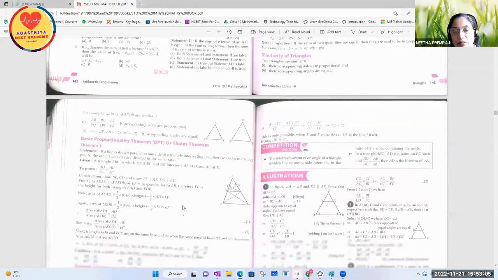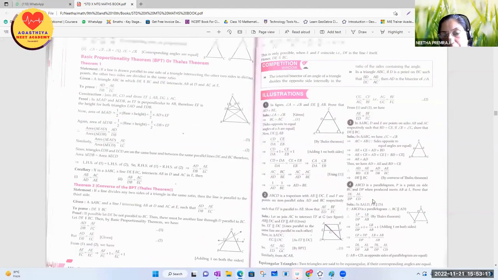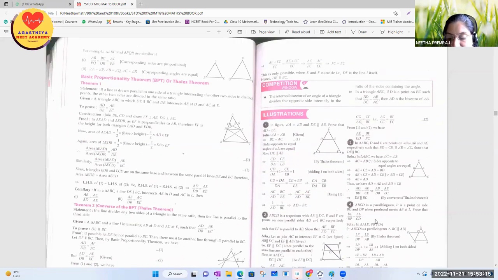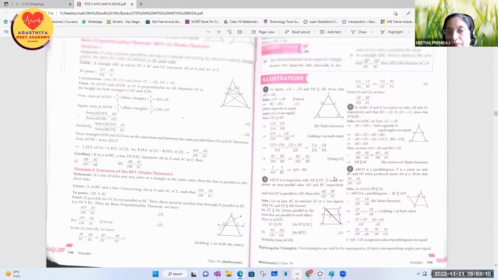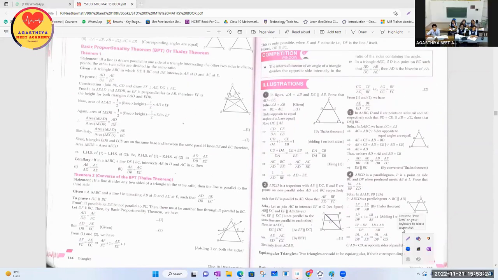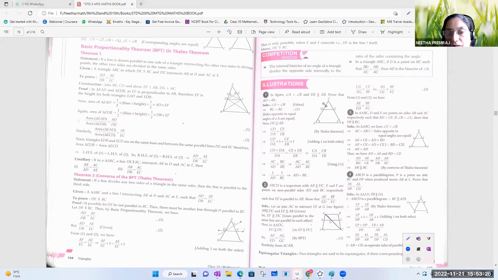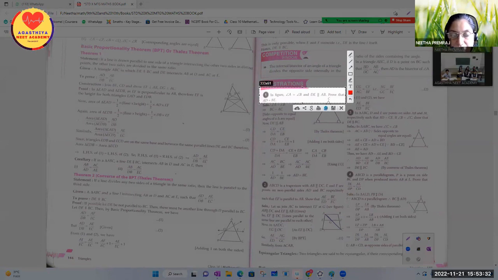Converse of BPT is what? If the line intersecting either side makes the ratios equal, then the line must be parallel. That's it. Okay, then what do we do? See, guys, do you have any specific sum you want to be proved, or we can take any sum? Okay, then I take a few easy sums and then some tricky sums. That way we will see.